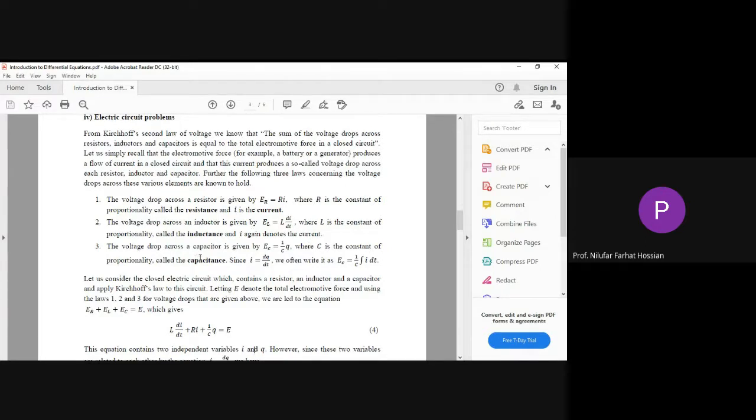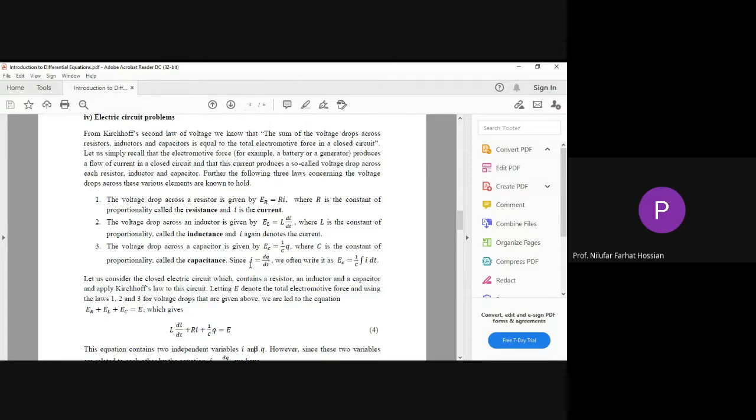And the voltage drop across a capacitor is EC. EC equal to 1 over C into q. q stands for charge. And you know the relation between current and charge: current i is equal to dq by dt. So to get the value of q, you must integrate both sides with respect to t.